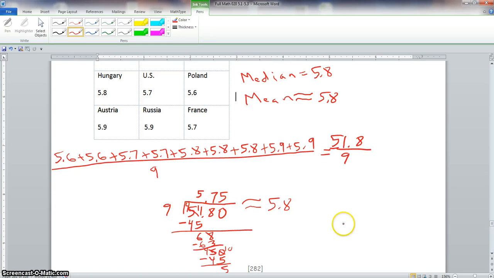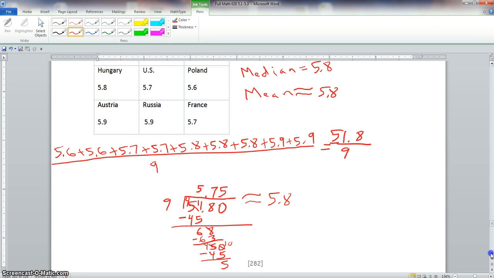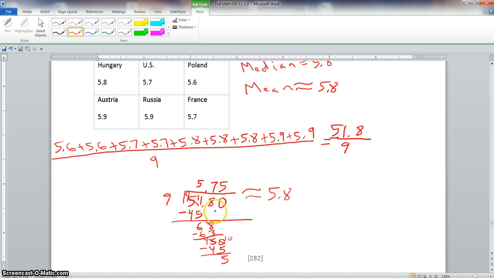Now it asks us in the directions to round to the nearest tenth. So that means that we need to go to the hundredths place to see whether we round the tenths place up or leave it the same. So first we say 9 into 51 goes 5 times. 5 times 9 is 45.